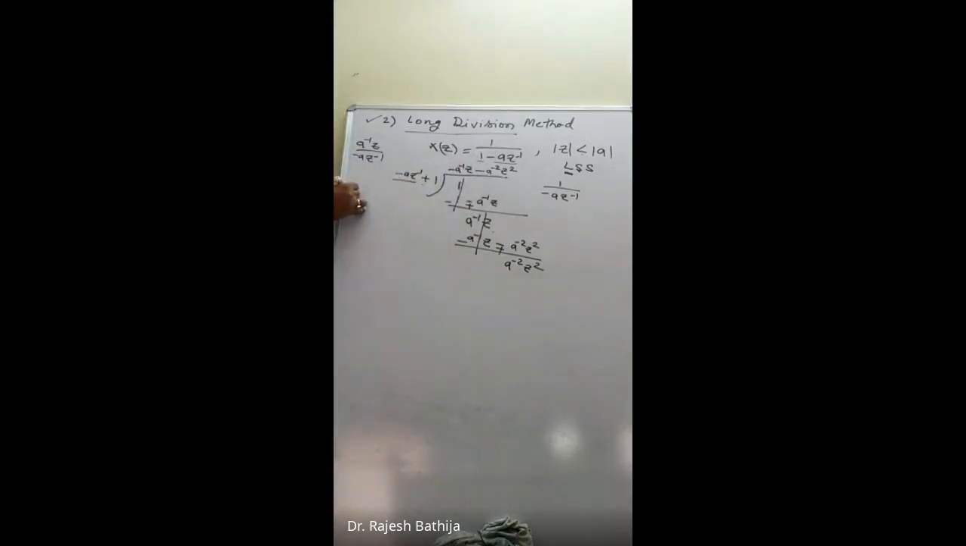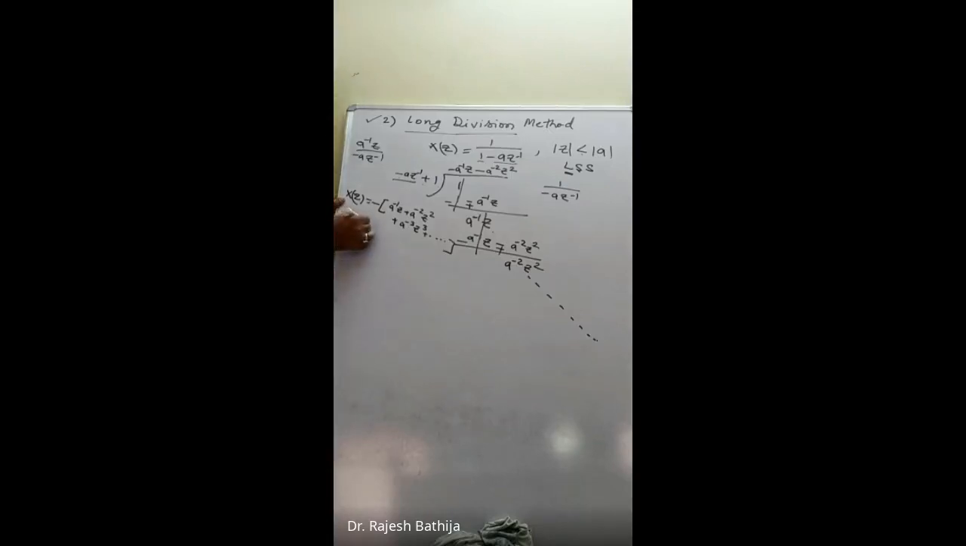So I will write directly that it will come in this form. And here I will write x of z directly as this. And here you can see there is a negative sign appearing in all terms. So I will take negative outside. And then I can write this as a inverse z plus a to the power minus 2 z to the power 2 plus a to the power minus 3 z to the power 3 and so on up to infinity.